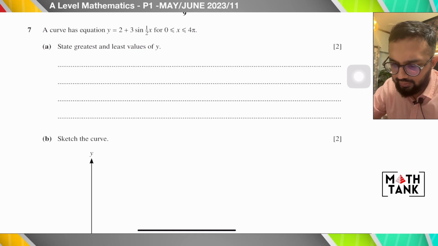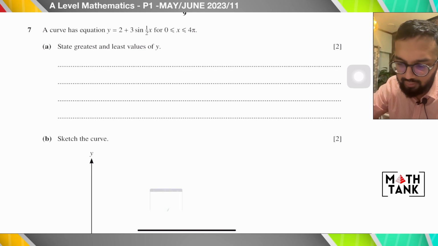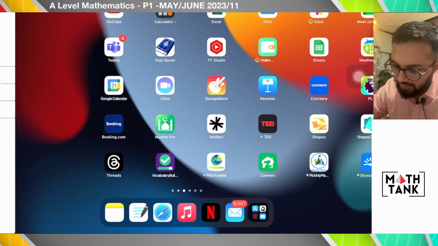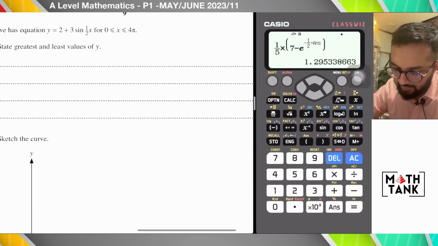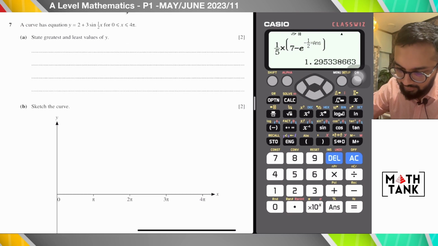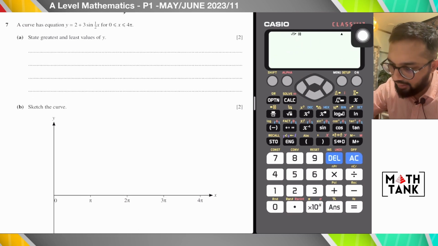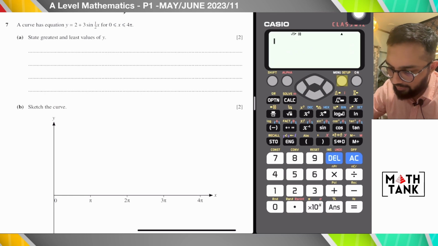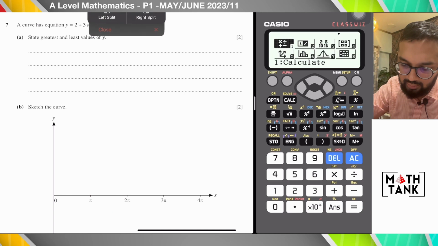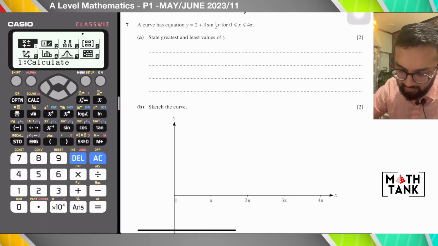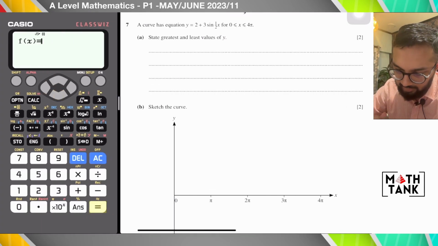So I can just do this on my calculator. I don't really need to do this manually. I'm just going to program this on my calculator and show you the greatest and least values. In any case, I have to later sketch the curve as well. So I'm going to go to menu, and I'm going to go to table, type 2 plus 3 sine half x.